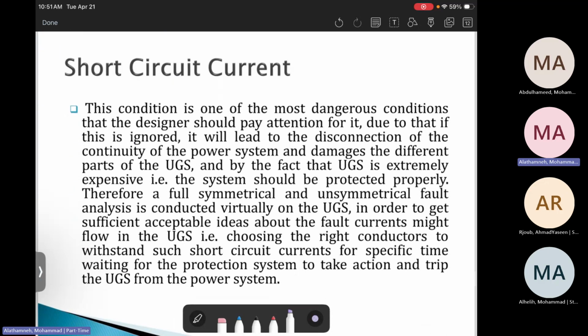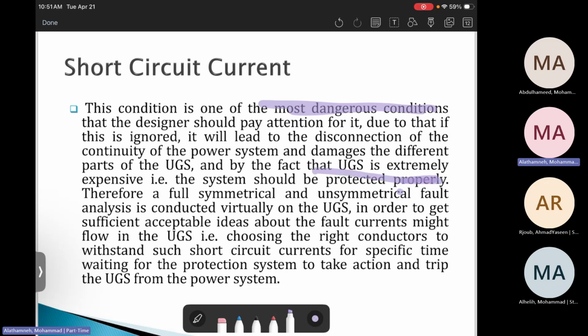Short circuit currents. This is one of the most dangerous conditions for designers, and we need to pay attention to it, which is sometimes even ignored: the short circuits. The power system can be damaged as well. Different parts can be damaged. Then we need to make sure the system is protected properly.